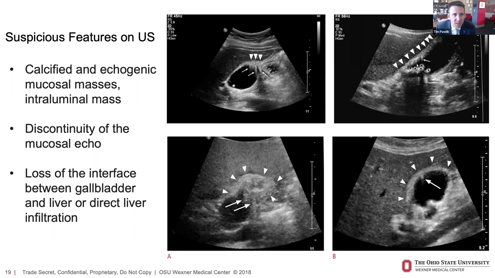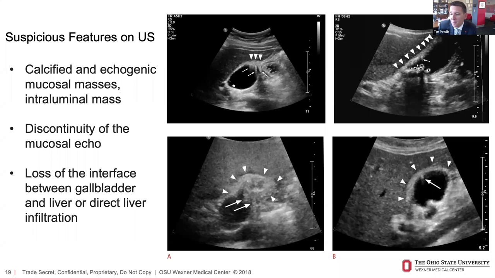The other thing that's important on ultrasound is to look for some key features such as calcification, echogenic mucosal masses, also discontinuity of the mucosa. You can see up here in this upper right-hand panel with these arrowheads, the thickening of the mucosa in the gallbladder. And then you can see some stones. Most patients who have gallbladder cancer will also have cholelithiasis.